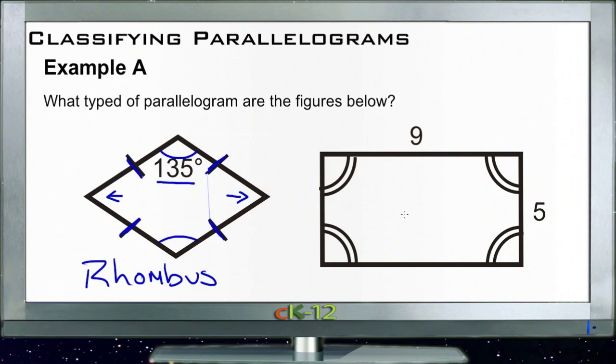Now our right-hand figure. We have four angles that are all the same, shown as marked identical here. And we have one side that's 9 units long, and of course its opposite side would also be 9 units long if this is a parallelogram. And the other side is 5 units long, and its opposite is also 5 units long. So that means that this figure is a rectangle.